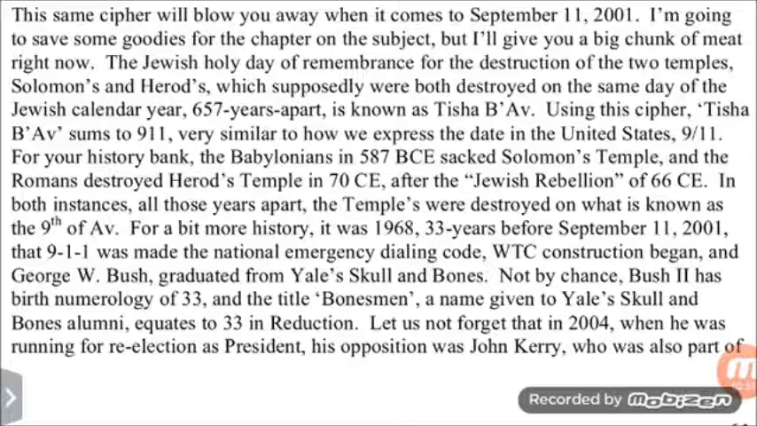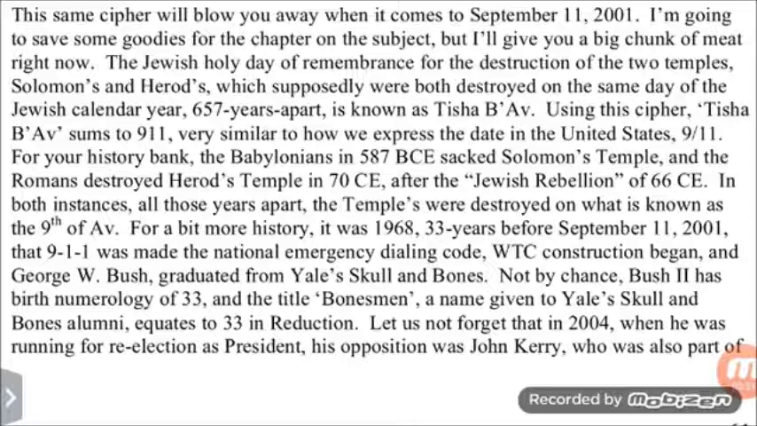The Jewish holy day of remembrance for the destruction of the two temples, Solomon's and Herod's, which supposedly were both destroyed on the same day of the Jewish calendar year, 657 years apart, is known as Tisha B'Av. Using this cipher, Tisha B'Av sums to 911. Very similar to how we express the date of the United States, 9/11.